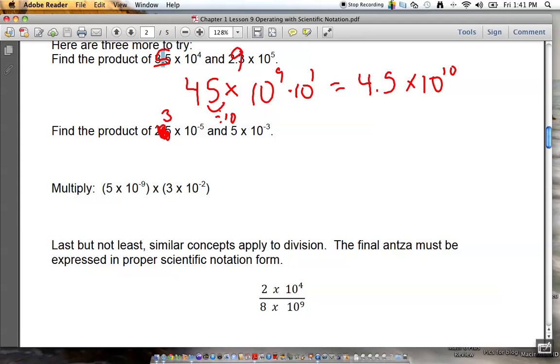Okay, slow down. What will I get when I do 3 times 5? 15. 15 times 10 to the negative 8, because negative 5 plus negative 3 is negative 8.